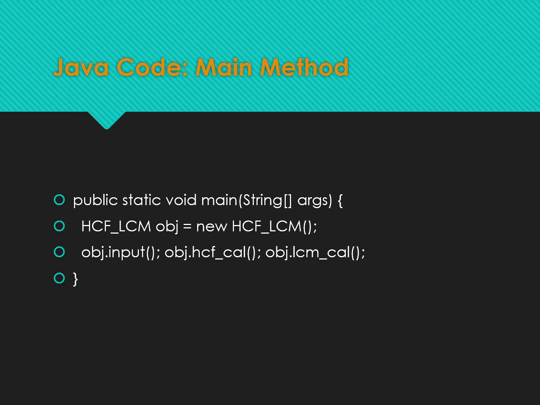In the main method, we create an object of the HCF_LCM class. We then call the input method to take values from the user, followed by calls to the HCF_cal and LCM_cal methods to perform the calculations and display the results.